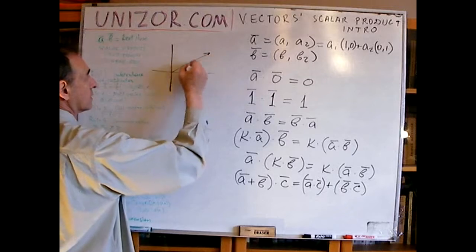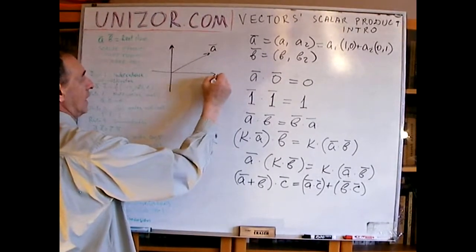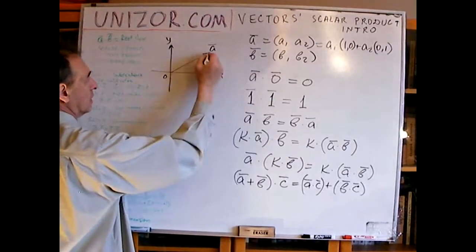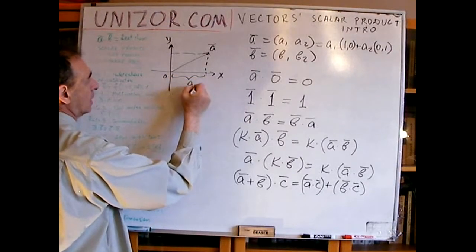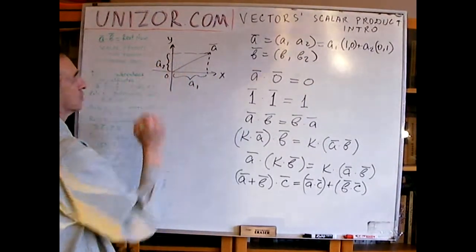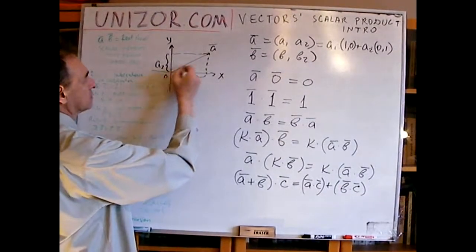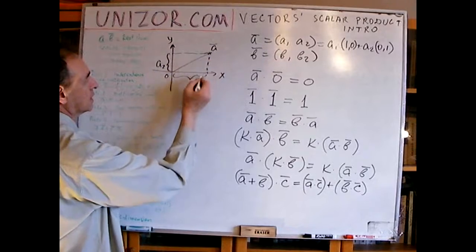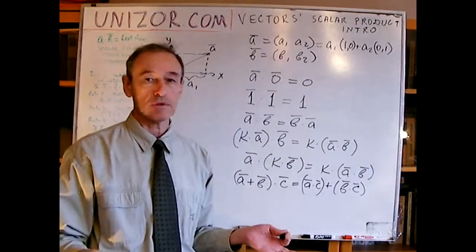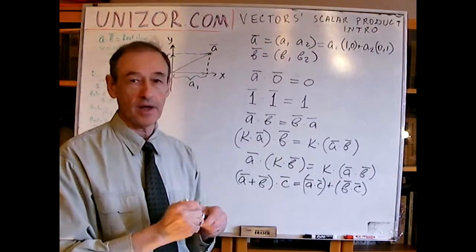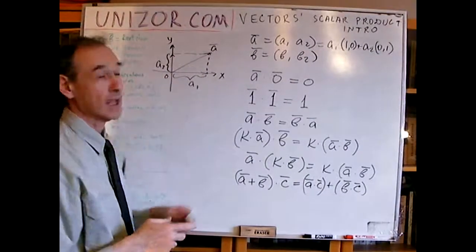If this is your vector A, with X component and Y component, this piece is A1, this piece is A2. Now, obviously, this vector equals the sum of this vector plus this vector, because that's how the addition of the vectors is defined. This is the rule of the parallelogram. In this case, it's actually a rectangle.